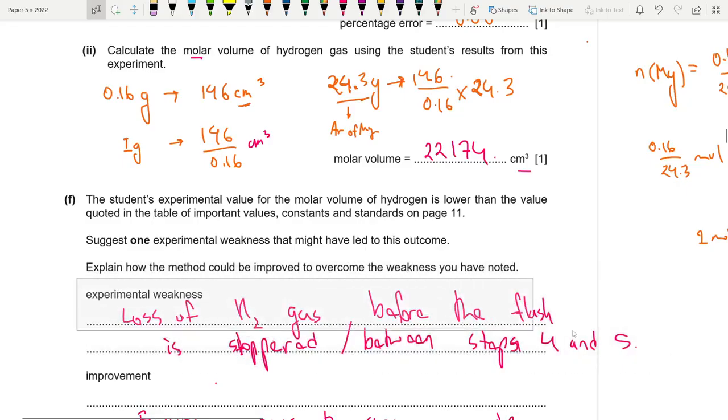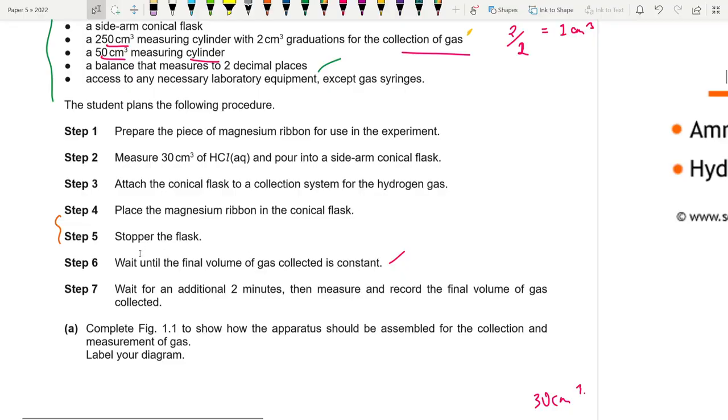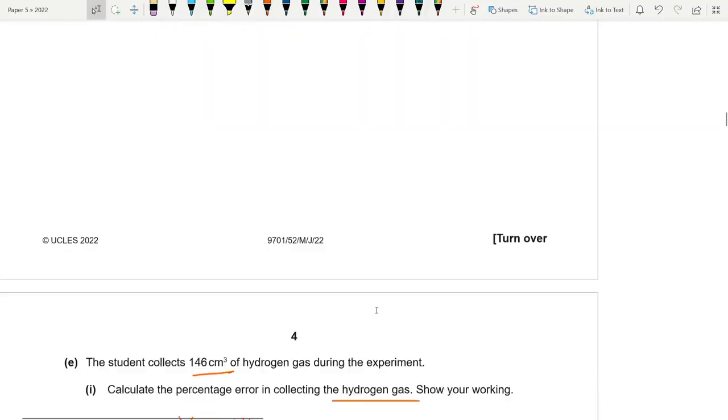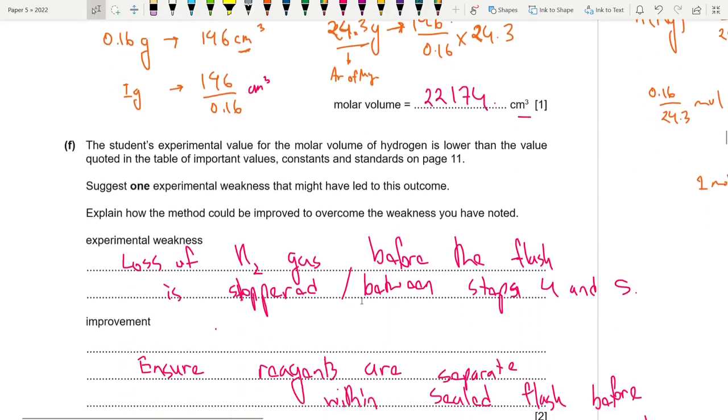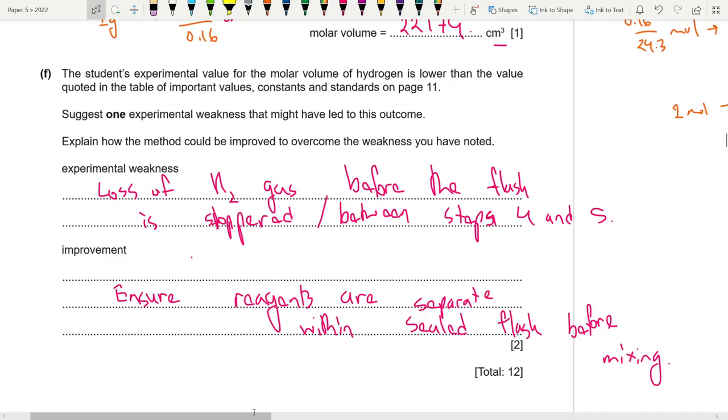So there is loss of hydrogen gas before the flask is stoppered, between steps 4 and 5 essentially. Remember I was telling you guys there's some loss of gas here because it occurs suddenly. Human reaction time is not fast enough to prevent that, you know. So how could we prevent this actually? This is a very common question that you guys are going to face in the question paper. Like, how are you going to improve this?